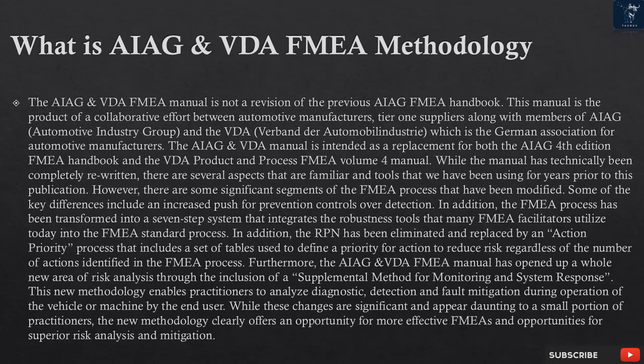In addition, the RPN has been eliminated and replaced by an action priority process that includes a set of tables used to define a priority for action to reduce risk regardless of the number of actions identified in the FMEA process. Furthermore, the AIAG and VDA FMEA manual has opened up a whole new area of risk analysis through the inclusion of a supplemental method for monitoring and system response. This new methodology enables practitioners to analyze diagnostic, detection and fault mitigation during operation of the vehicle or machine by the end user. While these changes are significant and appear daunting to a small portion of practitioners, the new methodology clearly offers an opportunity for more effective FMEAs and opportunities for superior risk analysis and mitigation.